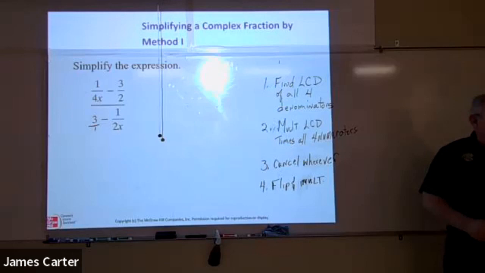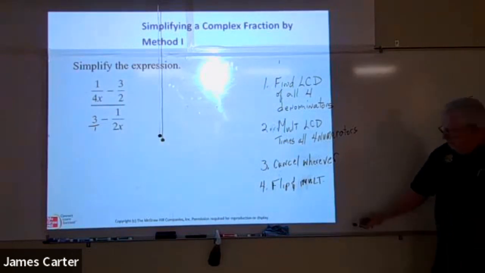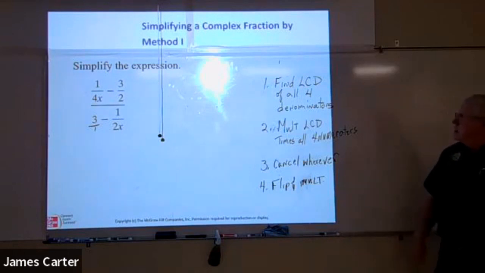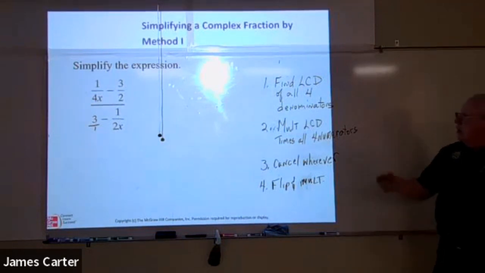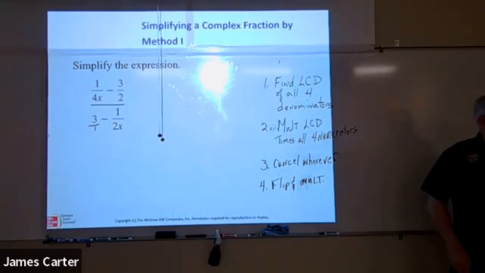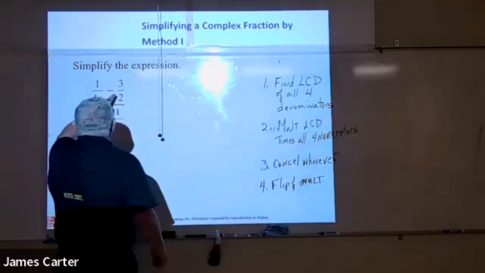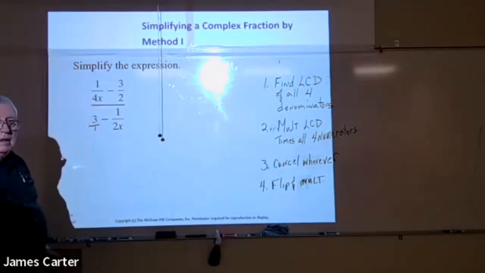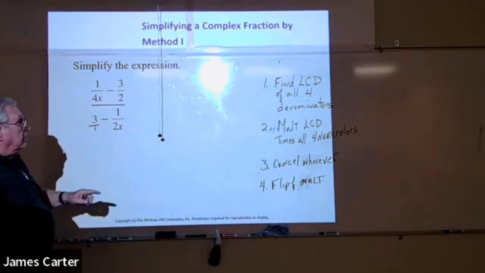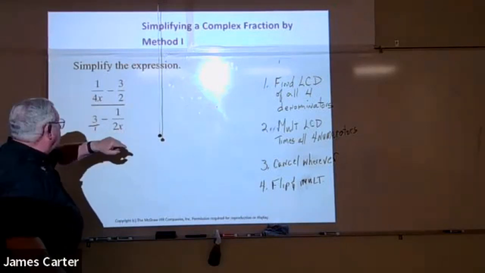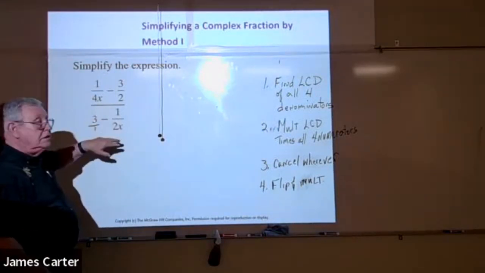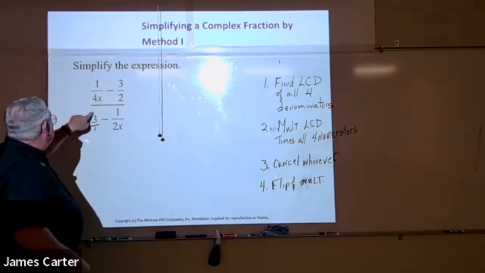There are the steps to working that problem, if you can read my scratches. Find the least common denominator of all 4 denominators. Okay? I'm talking about these 4 numbers right here. Second step, multiply that least common denominator, whatever it is, times all 4 numerators.